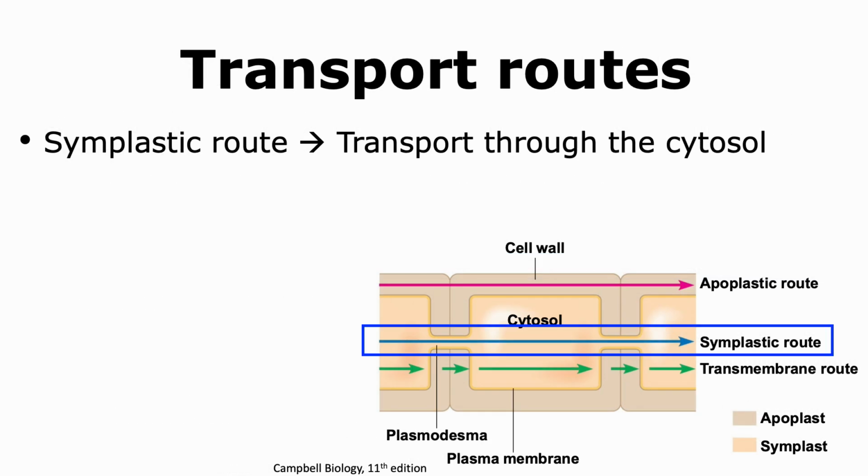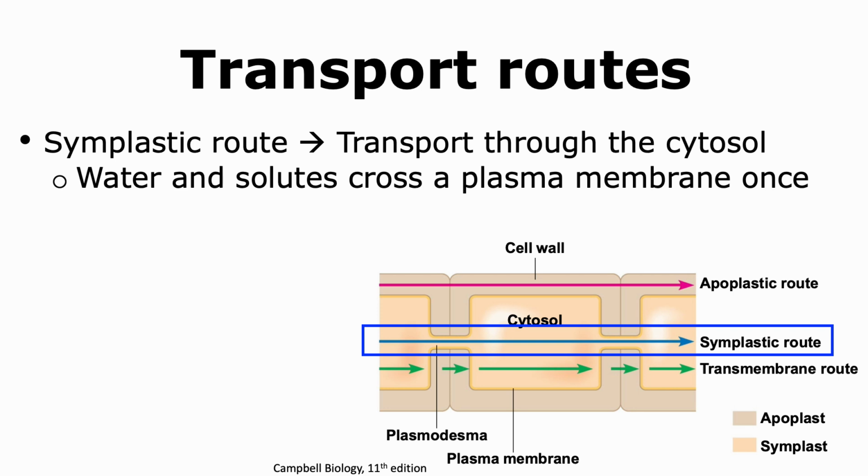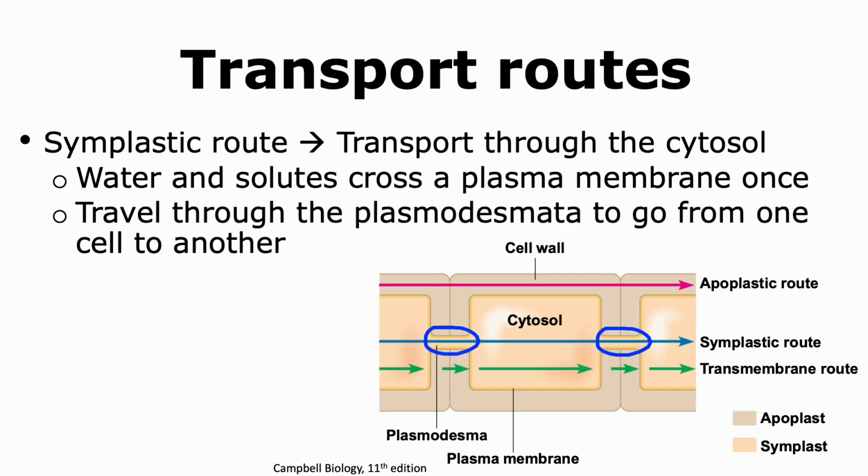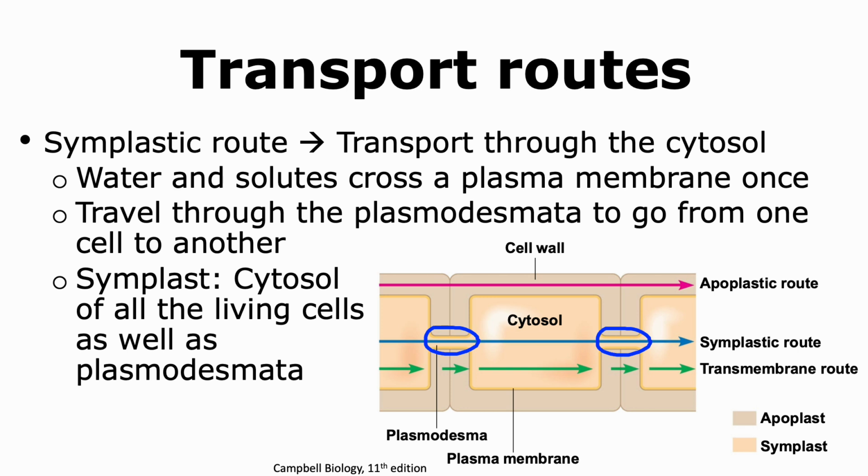The symplastic route, on the other hand, involves the transport of substances through the cytosol of the plant cells. The water and solutes cross the plasma membrane of a cell only once to enter from the environment, and once they're inside a cell, these solutes and water can travel through the plasmodesmata of the plant cells. The plasmodesmata are pore-like structures that are present between neighboring cells. They allow for the transport of substances between two cells without involving any transport outside the cell. The symplast is the cytosol of all the living cells, which includes the plasmodesmata.